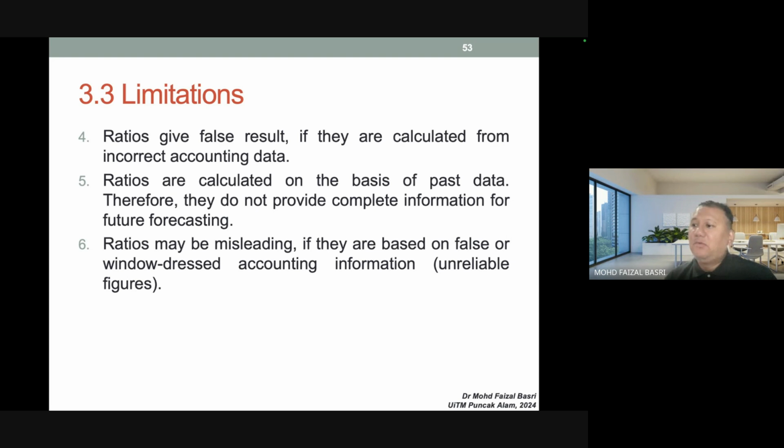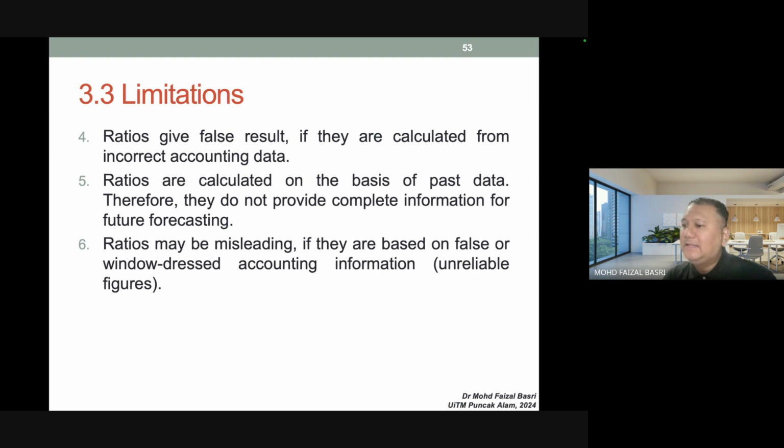We have to do more analysis. On top of the existing ratios, we have to do additional analysis. So for forecasting, we will learn this in topic number 4 next meeting. Okay, ratios also can be misleading if they are based on false data or window dressing. So they are quite similar to number 4, except that in number 4 we got wrong data.